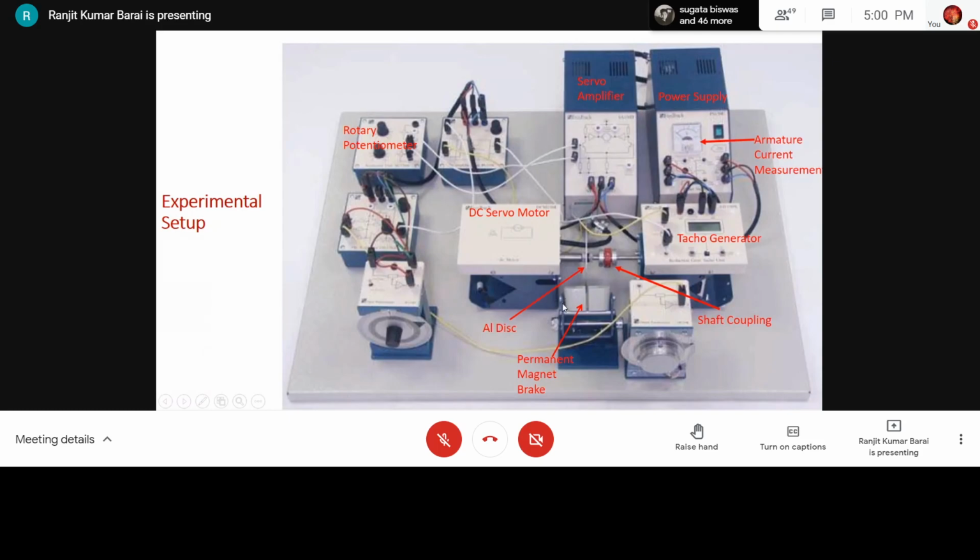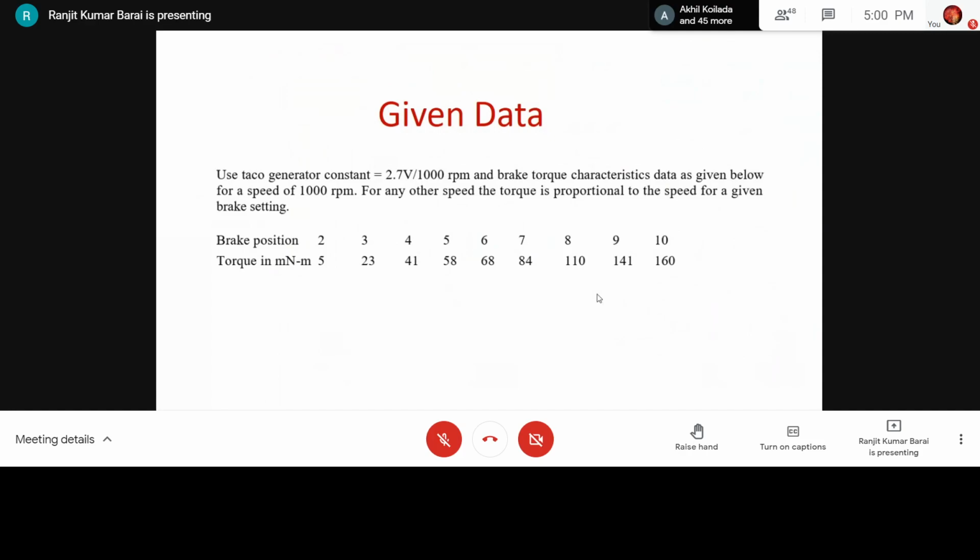So when brake position 10 is there, maximum load torque is generated, and for brake position 0, no load torque is applied. The relation is such that when the brake position is 2, in the equilibrium condition, load torque and machine torque are the same. So we can take this as the shaft torque.